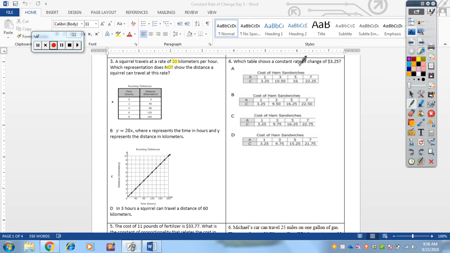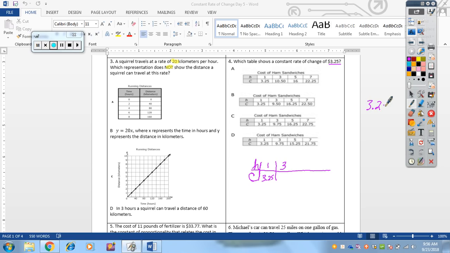Number 4 says, which table shows a constant rate of change of $3.25? Again, I would make my own table. I have hours and cost. So if it's 1 hour, or sorry, 1 ham sandwich, it says 1 ham sandwich, how much does it have to cost if the constant is $3.25? Right? And then, can I cross off any of these? Not yet. None of the tables have number 2, so I'm not going to do number 2.